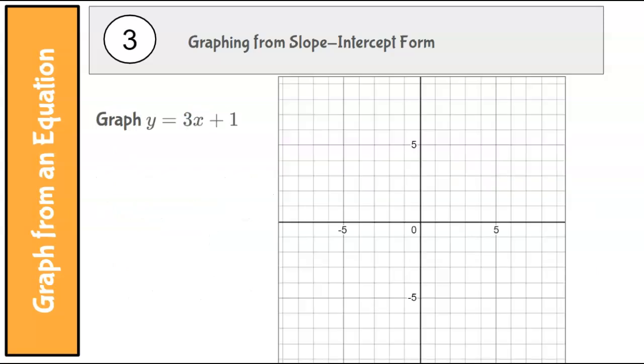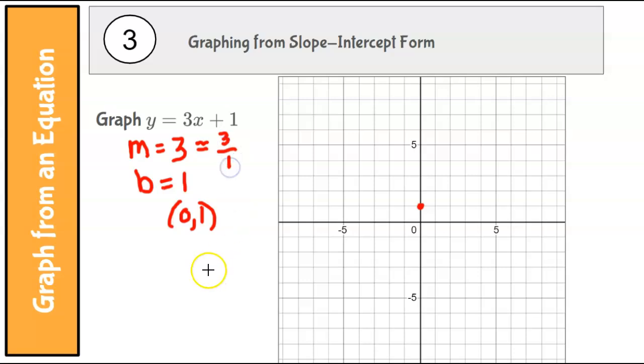Let's look at a couple more examples. So let's graph y = 3x + 1. M is 3, b is 1. And again, that represents the point (0, 1). I'm going to begin with b, which is my y-intercept, and then I'm going to move my slope. Now, this doesn't look like it has a rise over run, but you'll remember that 3 is equivalent to 3 over 1. So from here, I can go up 3.